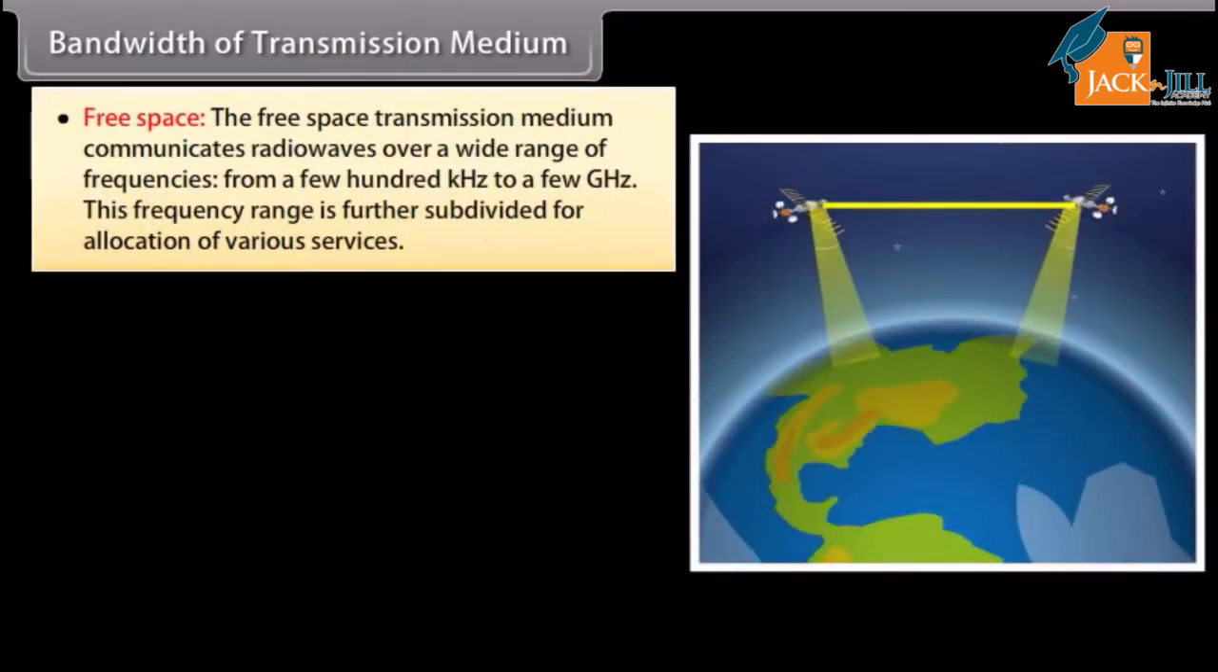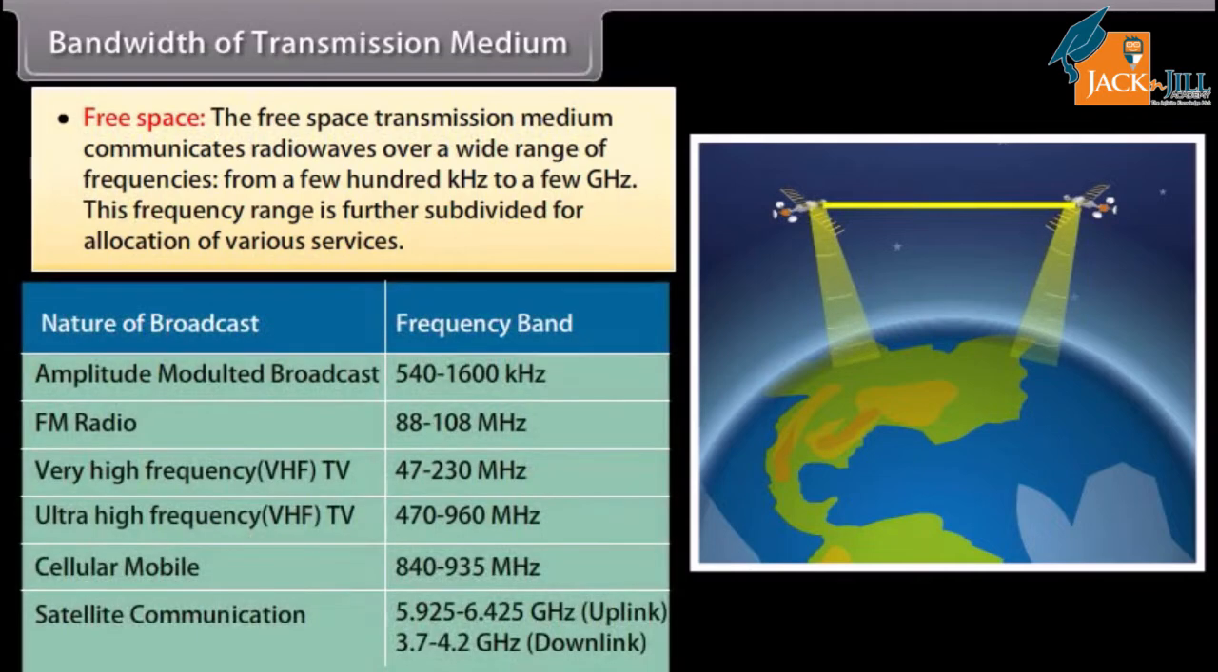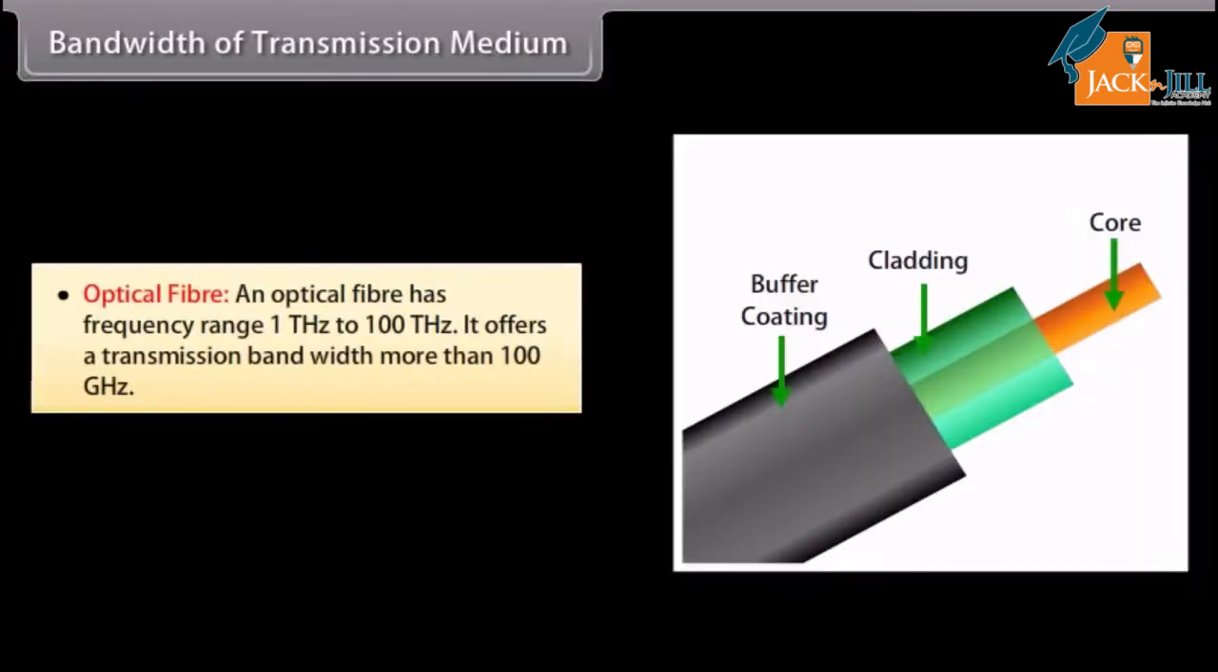Free space. The free space transmission medium communicates radio waves over wide range of frequencies, from a few hundred kHz to a few gigahertz. This frequency range is further subdivided for allocation of various services. Optical fiber. An optical fiber has frequency range 1 terahertz to 100 terahertz. It offers a transmission bandwidth more than 100 gigahertz.